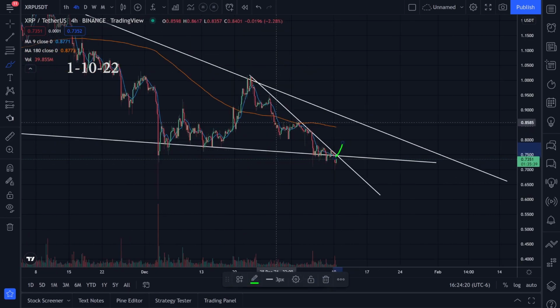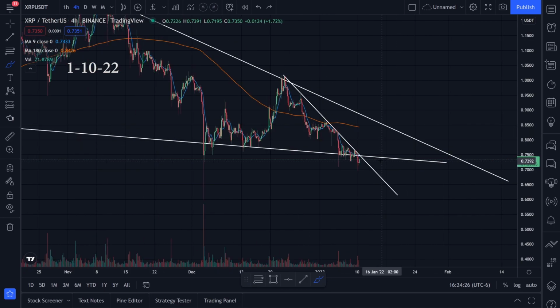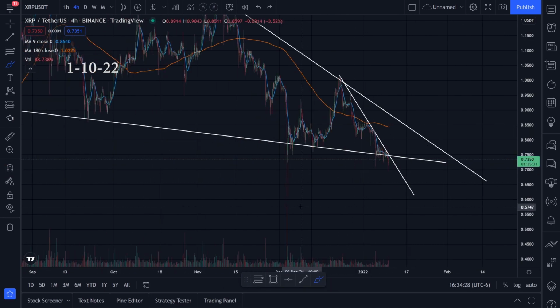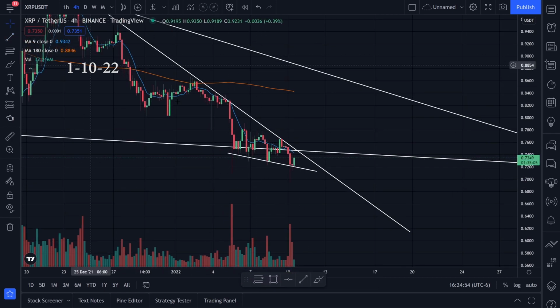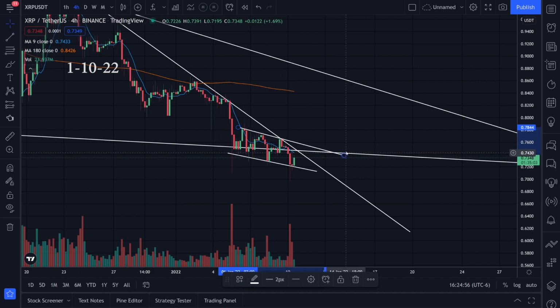If it breaks up, I'd probably be looking at this level right here at around 84. If we continue to head down, then I would be looking at this level at around 0.60. But if we zoom in a little bit, we also have a little bit of support right here and right here. So we could also look at something like that. We also have a little top right here. This is a 4-hour time frame.